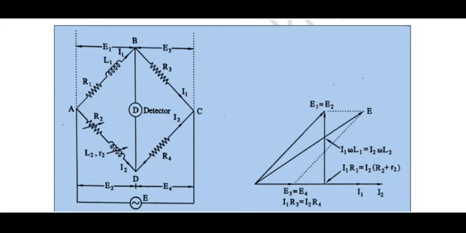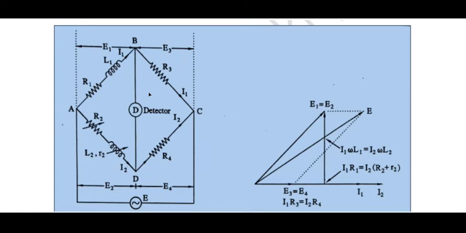Okay, so from that you can easily understand what we have to do for the balancing of this bridge. We must balance both the circuits, that means both the arms: arm AD and arm BC should be equal, and arm AB and arm DC should be equal. How it is going to work, that is what I will explain to you.